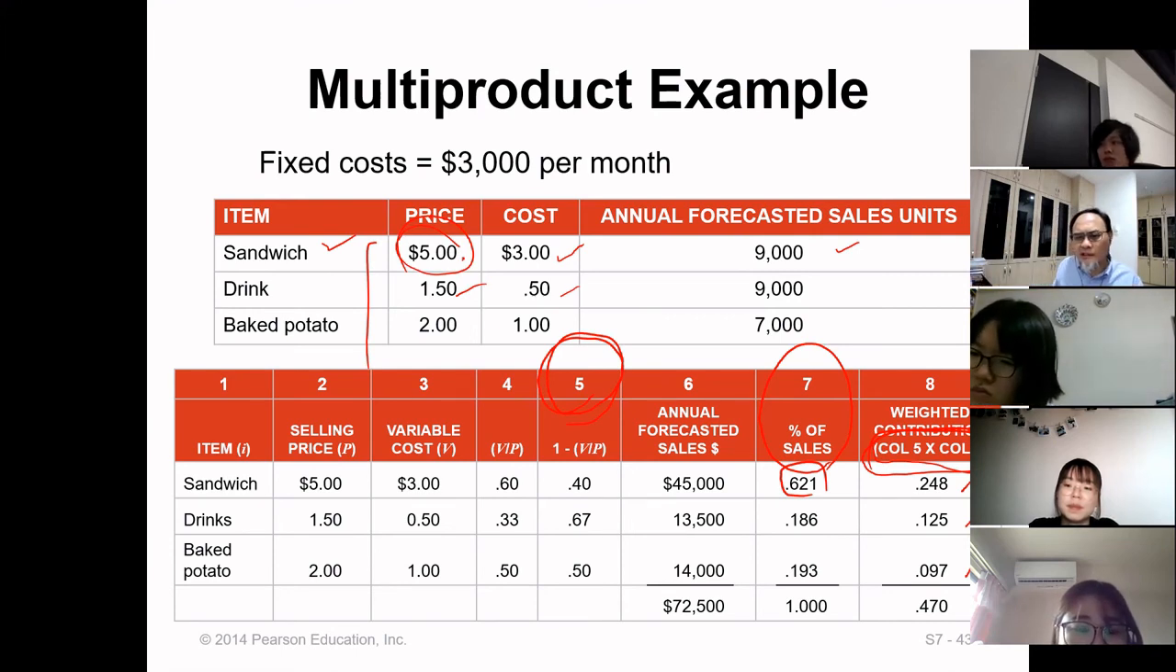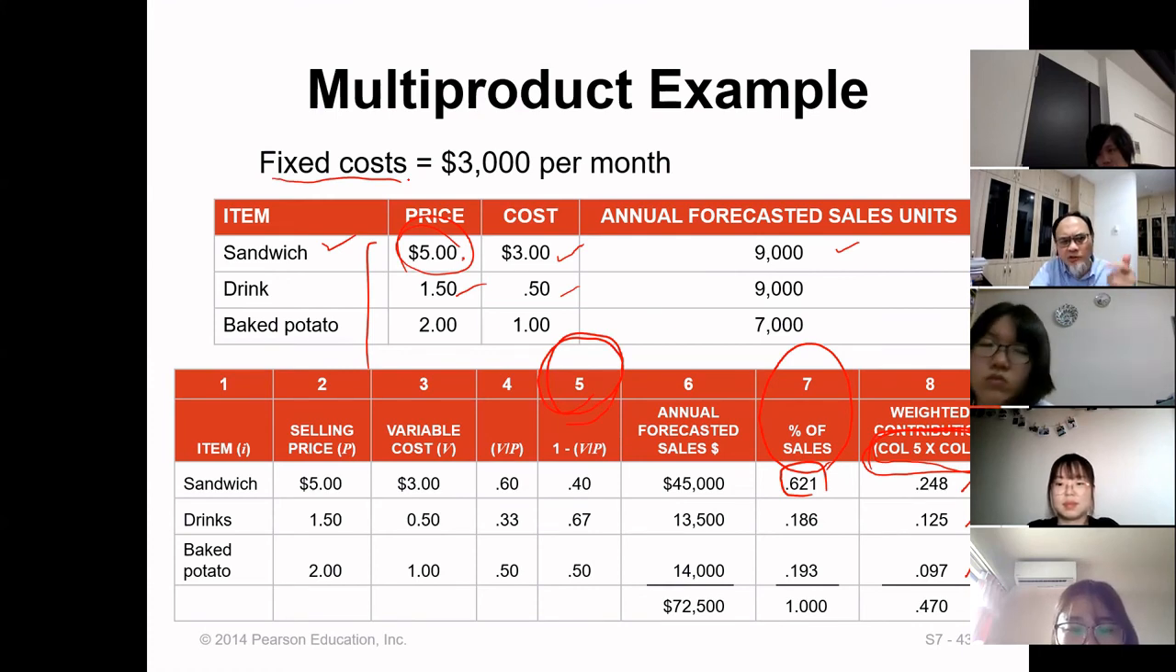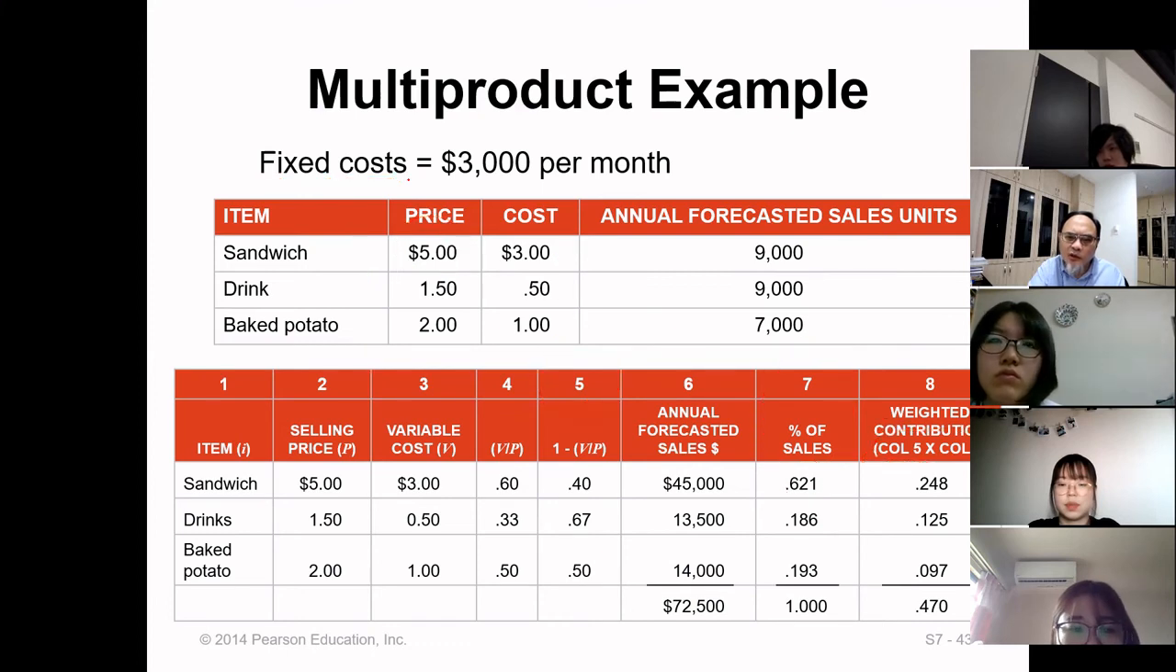So using that earlier formula, fixed cost is 3,000 per month. It's already given. So you still need fixed cost, variable cost, and the price. The only thing added here is the percentage of sales and the weighted contribution.